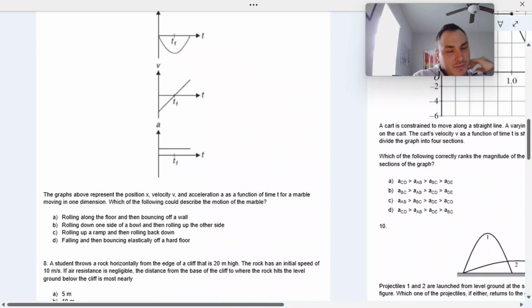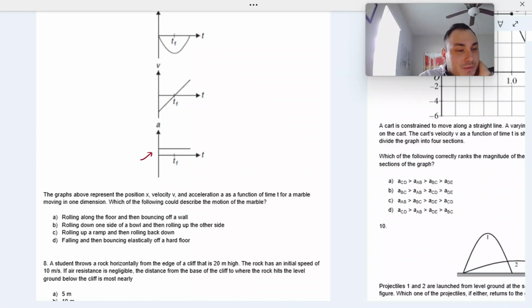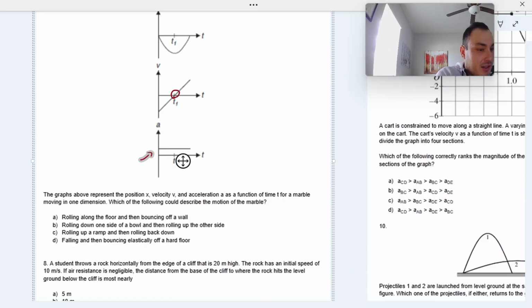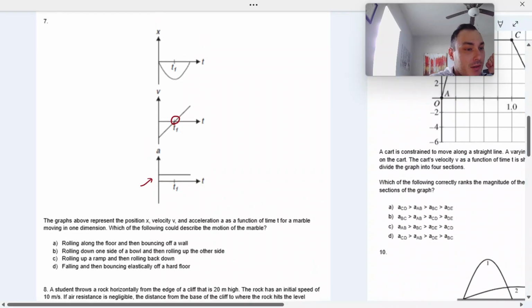Okay, so we kind of have to decipher these graphs. There is acceleration, which means that velocity is changing. And what really speaks out to me here is notice how velocity reaches 0 at some point. That means at some point the marble's velocity has to be 0. Also notice it's pretty continuous. We don't see a big jump in position.